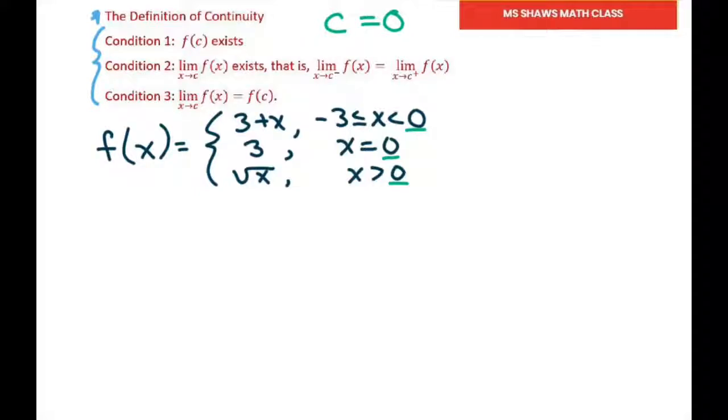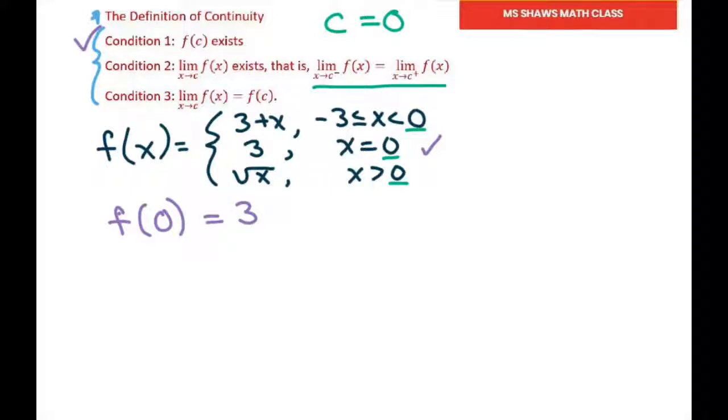So let's see if our first condition works. Our c is 0, so what is f of 0? Well, we plug that into the middle portion. Everywhere where x is 0, that equals 3. So it does exist. We do have a value. And now we're going to test the limits.